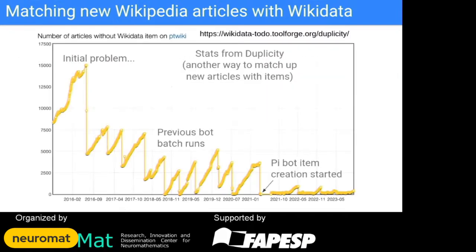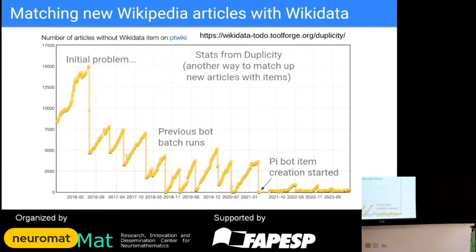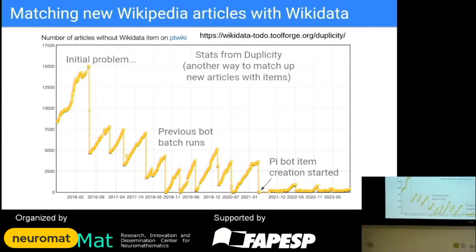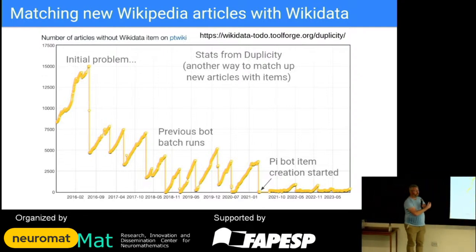So this is showing some of the statistics. This is for the Portuguese Wikipedia. So this isn't a complete log of all edits. This goes back to, this is 2016, so maybe 2015 here. Wikidata was started in 2012. There was an import process in the very early days where all of the links were imported. So this went very quickly down to 0 to start with.